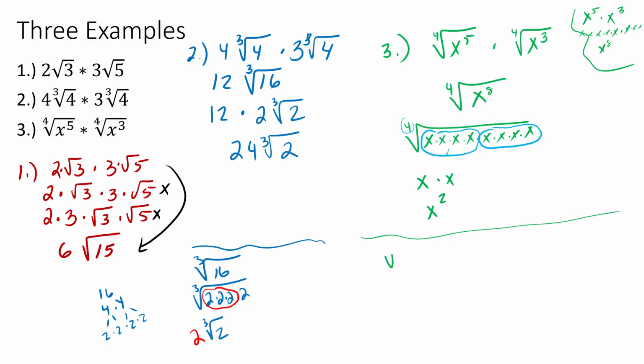If you wanted to do that a different way, you could do this. Okay, so x to the 5th would be x times x times x times x times x.